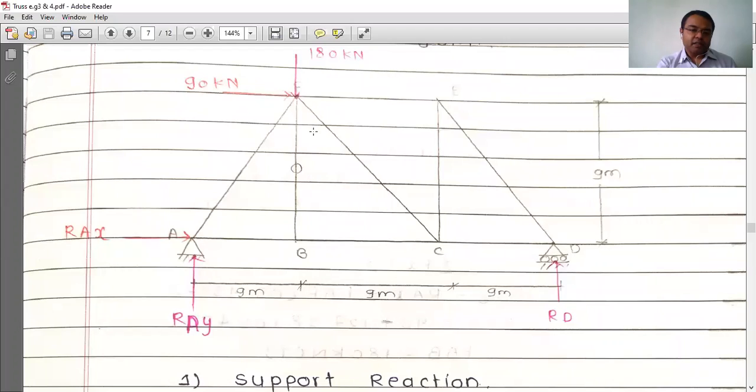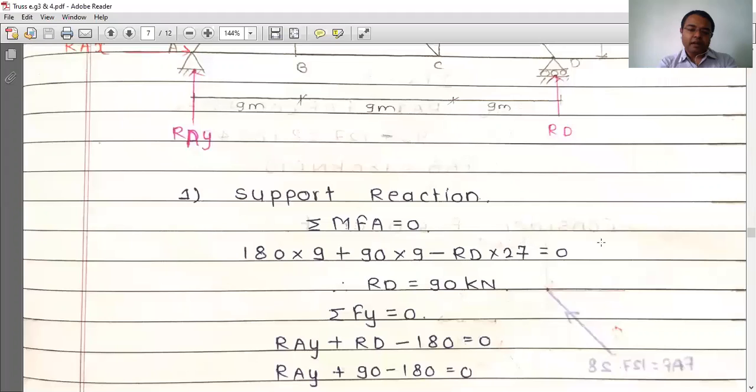Here is the horizontal force. Just taking moment about point A: 90 into perpendicular distance 3, and the other perpendicular distance is 9. Okay, so likewise you can find reaction RD.